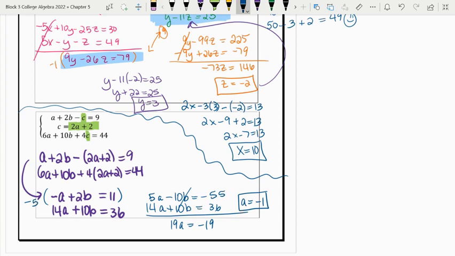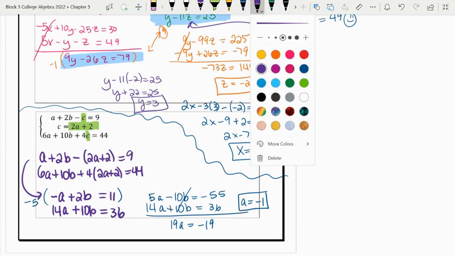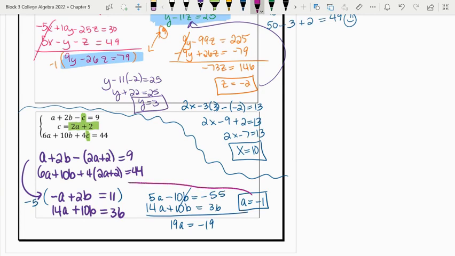Once you have a, substitute that back into one of the equations we just had. So a is negative 1. Let's substitute that back in here for that a. So that's going to give me a plus 2b equals 11. Well, a is 1 now, I'm sorry. So 1 plus 2b equals 11, which means 2b is 10. So b equals 5.